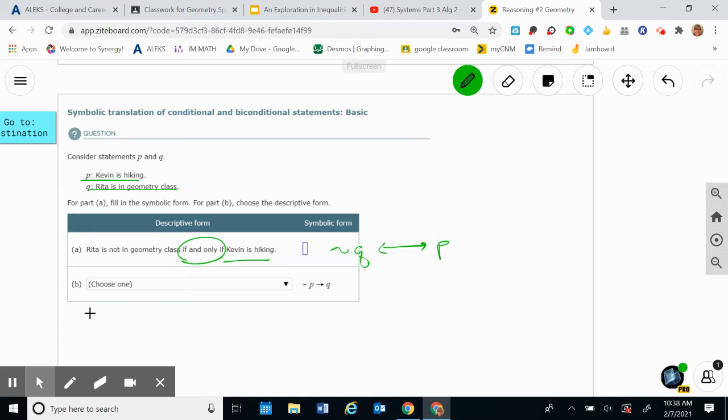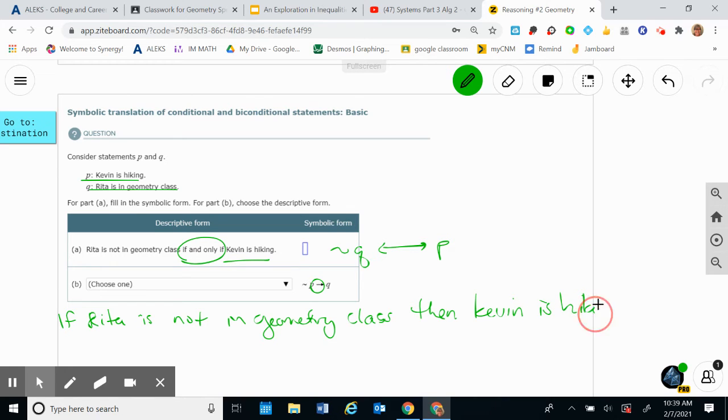Okay, this one says not Q, then P. So that would be Rita is not in geometry class. And we need to put an if there because it's an if then. So if Rita is not in geometry class, then Kevin is hiking. And you can see that these really don't have anything to do with each other, but they're getting you used to just using symbols.